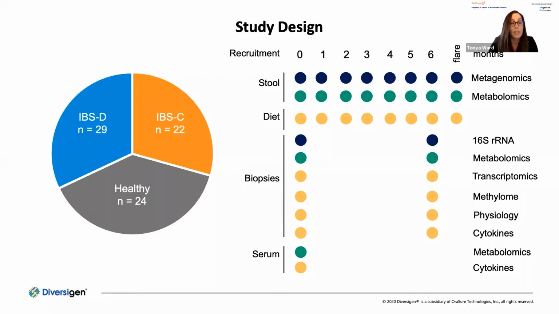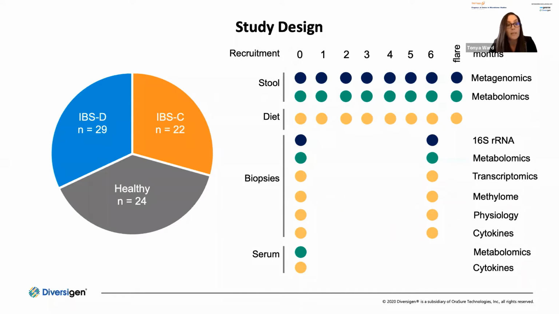This is an overview of our study design. We had patients with IBS-C, which is IBS with constipation, IBS-D, which is those with diarrhea, and healthy controls. We sampled them longitudinally for a period of 7 months. We collected stool, and that was slated for metagenomic and metabolomic profiling. We had dietary recalls that corresponded to those stool collections. And we also had biopsies at the beginning and the end of the study.